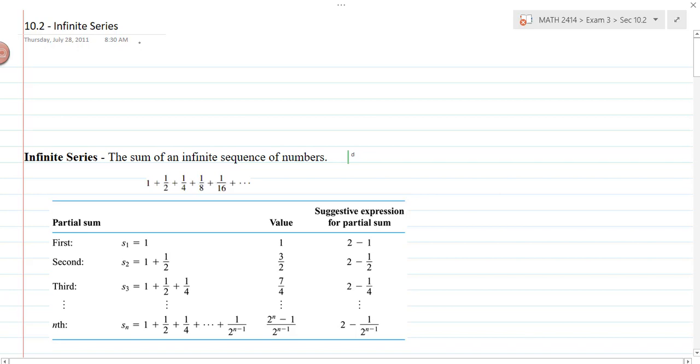Section 10.2 is infinite series. Before I talk about series, I want to remind you what we just said about sequences. If we had a sequence of numbers, we would just express that, if we were expanding it, as a sub 1, a sub 2, a sub 3, and so forth, and we would just list the terms with a comma separating the terms.